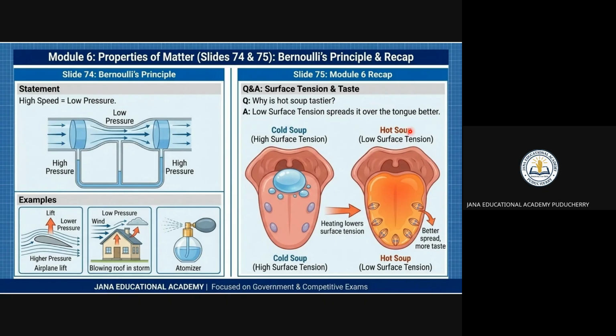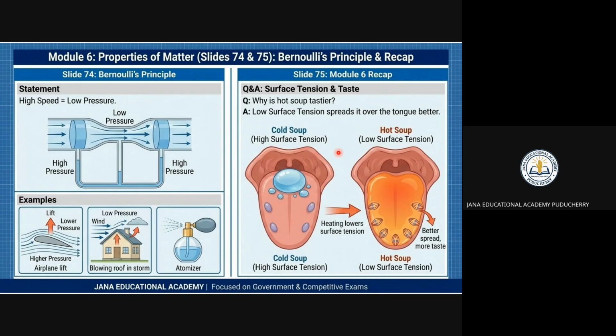When you heat it up, what happens? There is low viscosity, so it is going to spread all over the tank. It is a better spread and more taste. That is the reason the soup gets tastier, because the salt and everything added spreads over the entire tank due to surface tension. But if the soup is colder, it is not going to spread over the entire tank.